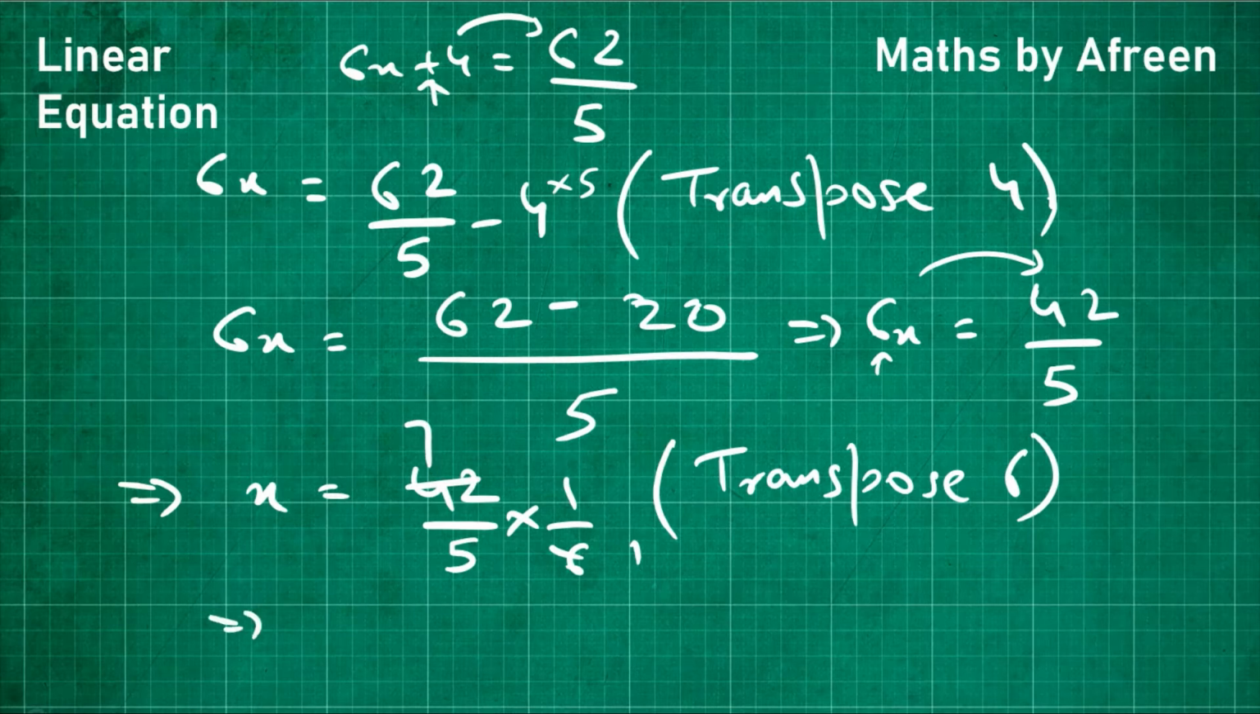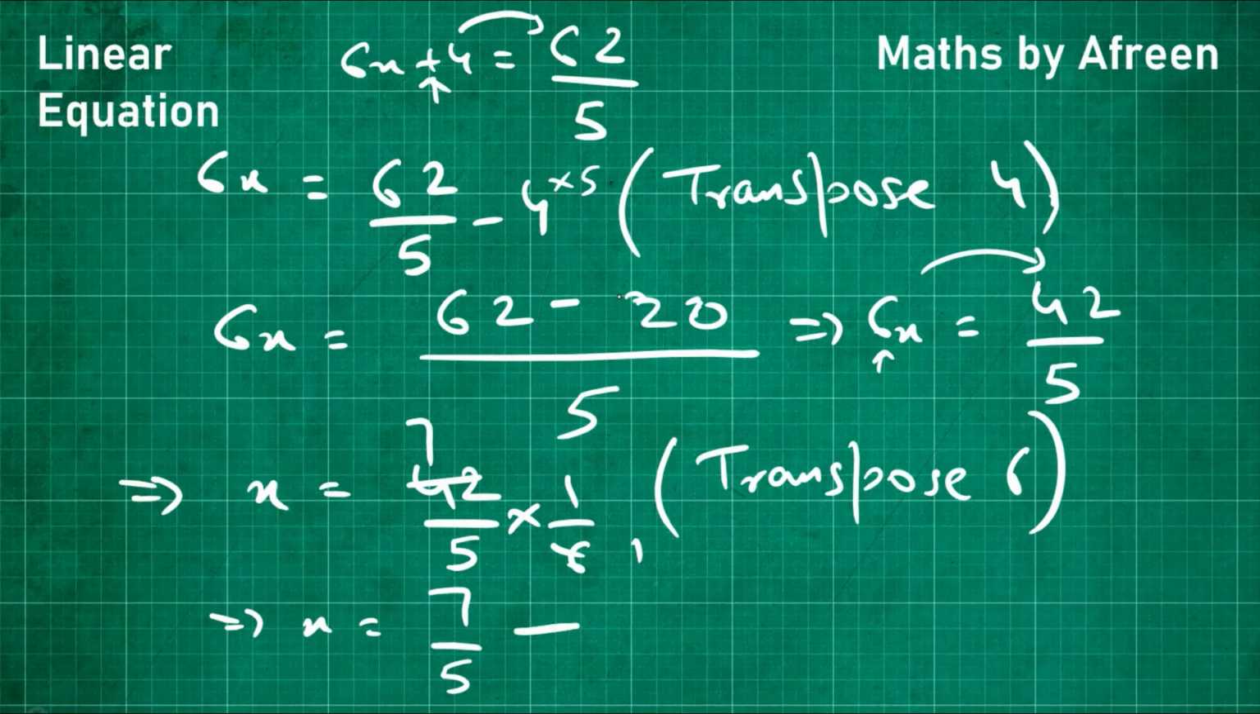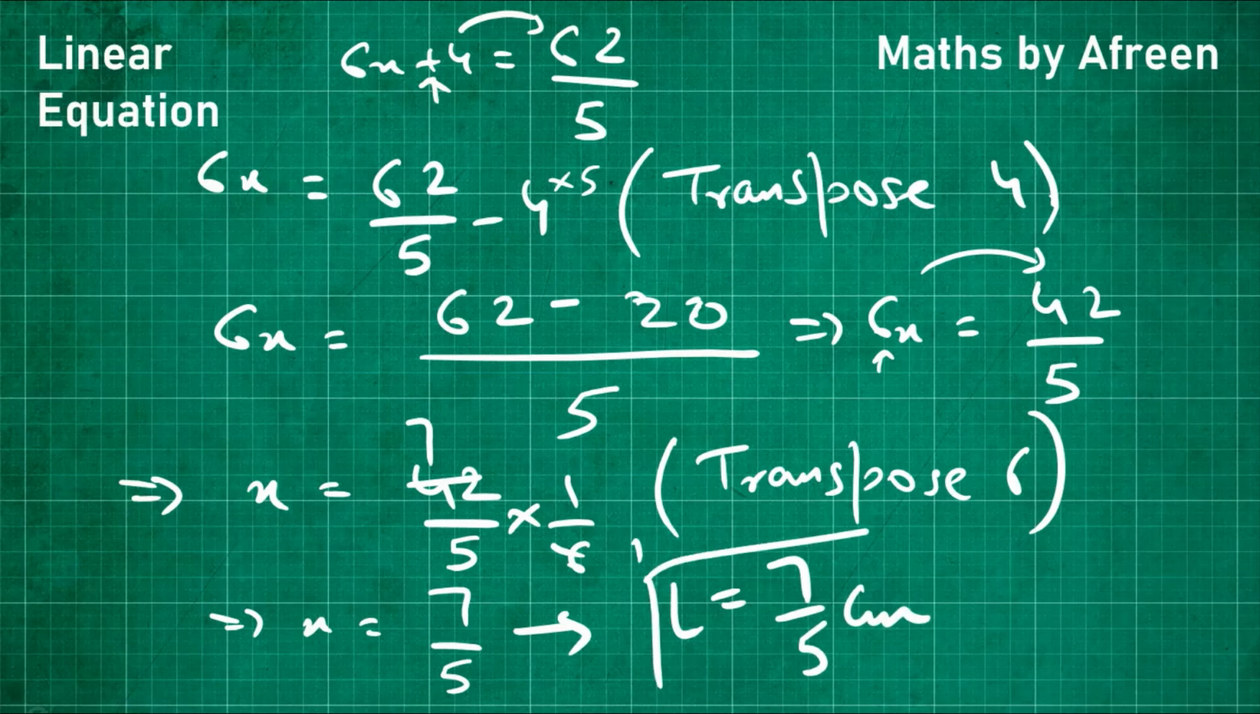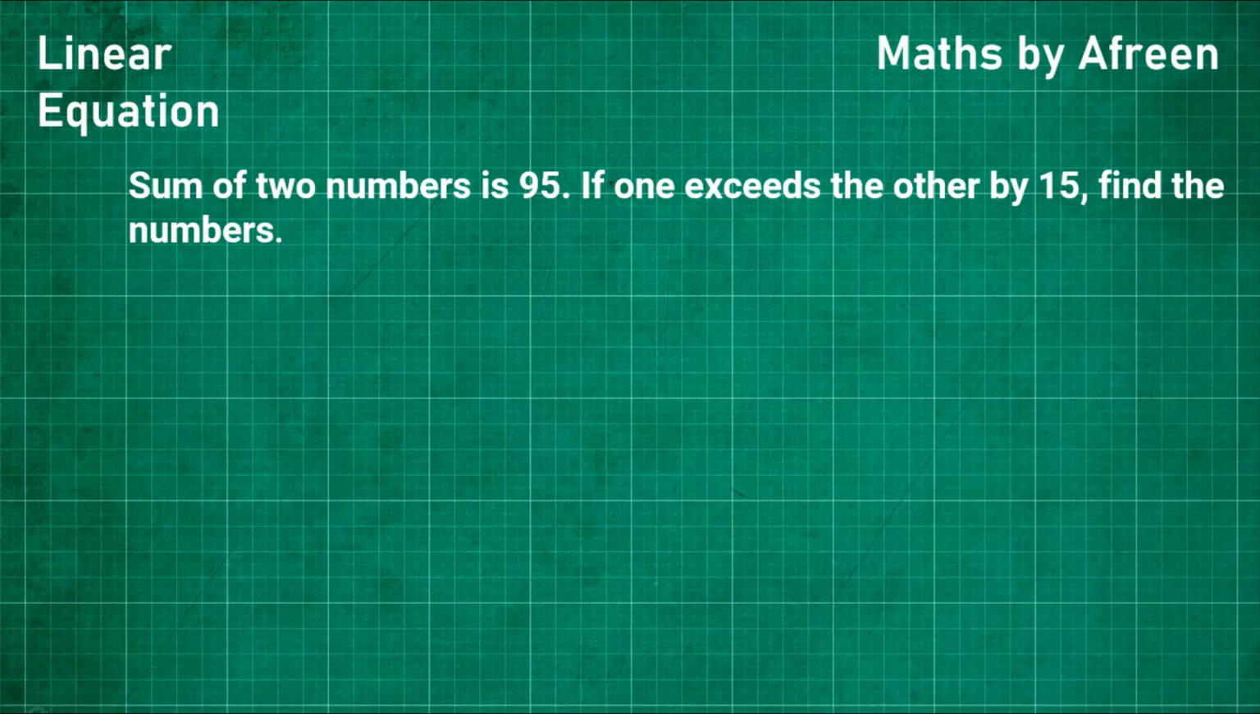That means the value of x will be 7 by 5, where this x is the length of either of the remaining equal sides of the triangle. That means L equals 7 by 5 centimeter. This is our answer. We have to find the value of this L. So L is 7 by 5 centimeter. Now let's move to the next question.